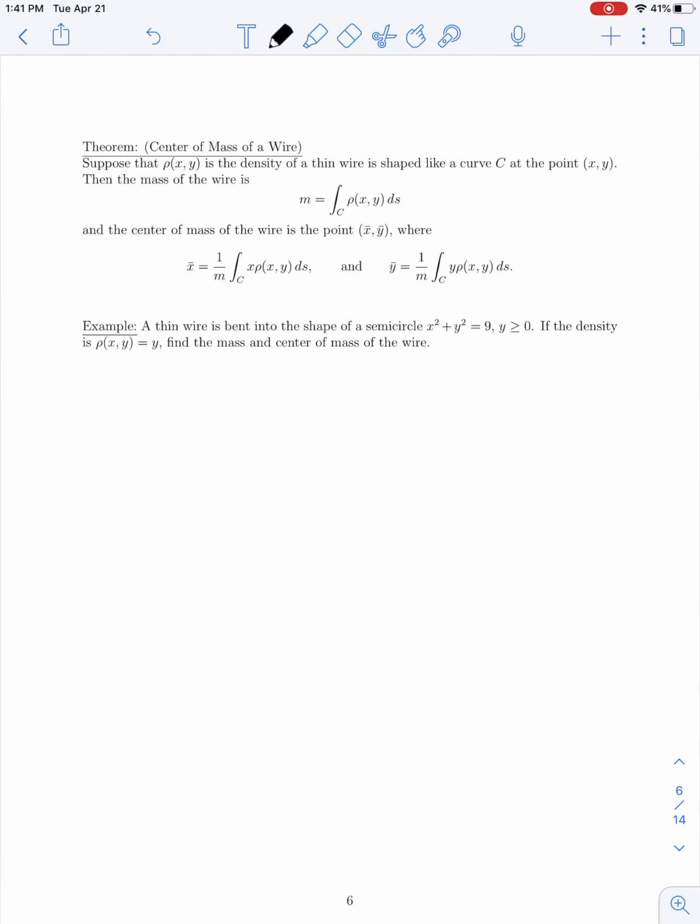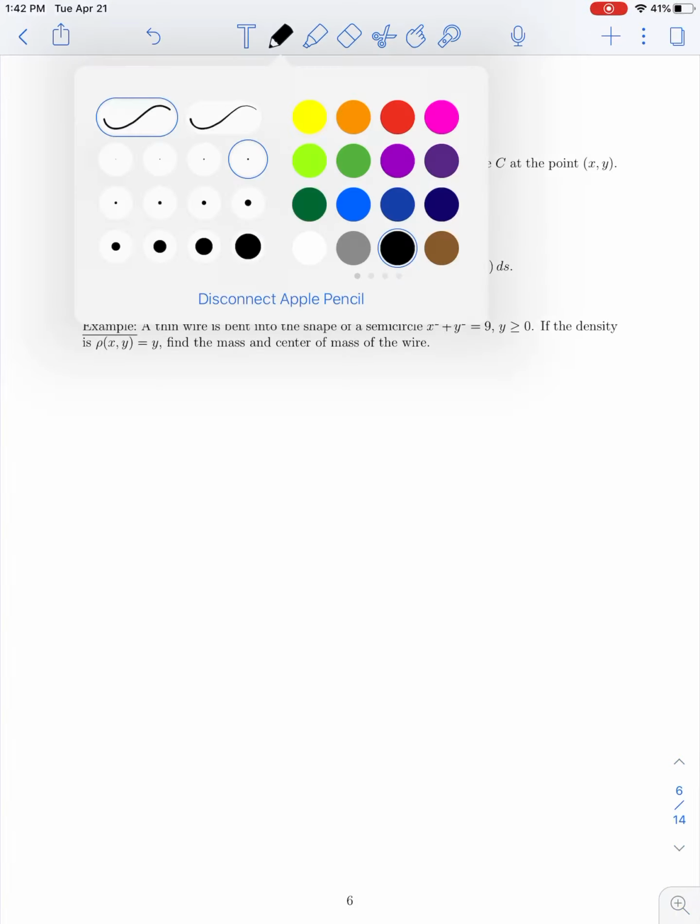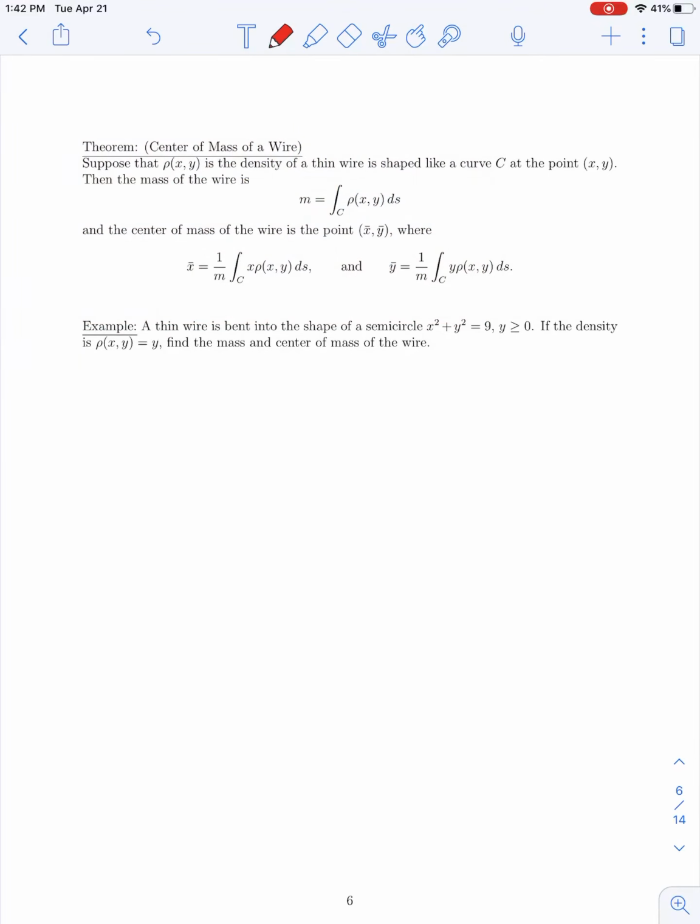So one application that we will talk about for a line integral is in determining the center of mass of a wire that has variable density and has the shape of a curve in the plane or in space. So this result will be described by the following theorem, finding the center of mass of a wire. So here's what this theorem says.